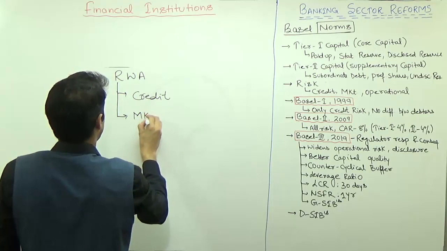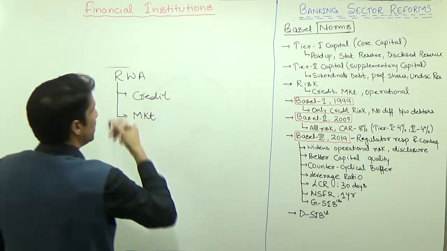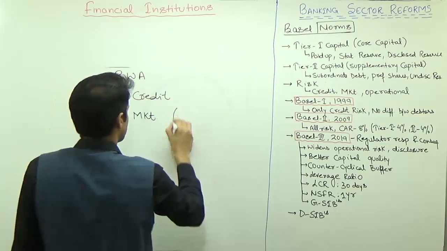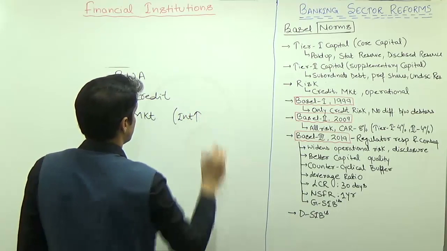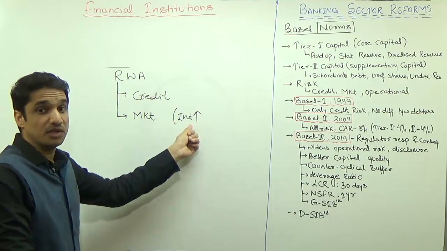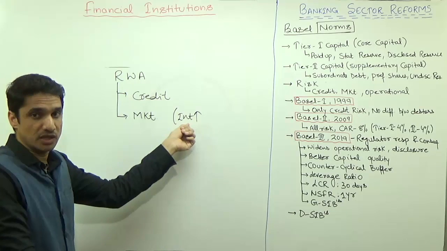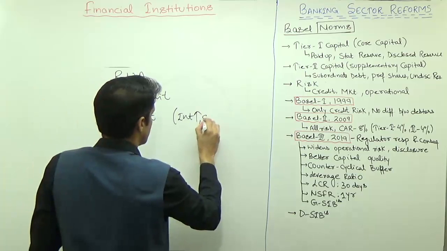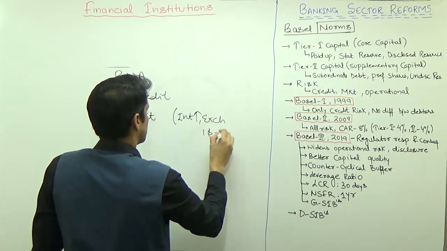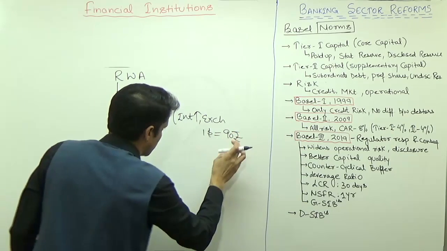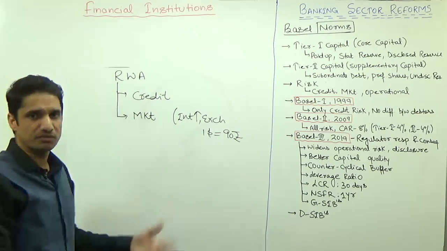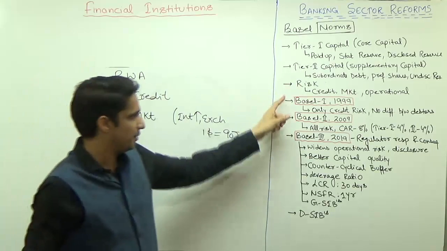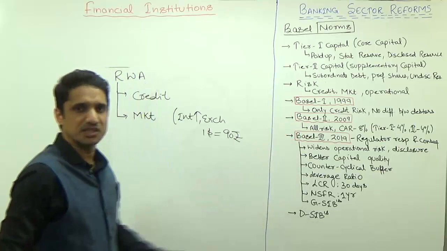Then we have the second type of risk that you have to consider while framing the policy, which is market risk. Market risk is, suppose the interest rate is increasing. You have to count what will be the impact on the functioning of the bank if the interest rate increases exponentially. Suppose the exchange rate, $1 suddenly becomes 90 rupees. What will be its impact on the functioning of the bank? All these risks you have to include while framing Basel 1, Basel 2 and Basel 3.